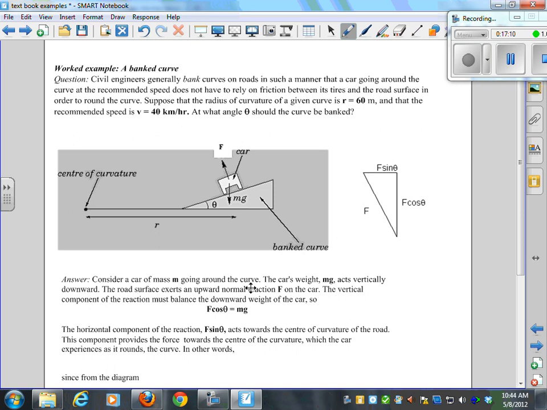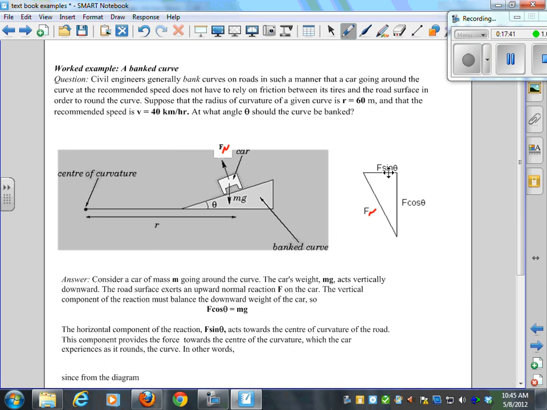Okay. So consider a car of mass m going around the curve. The car's weight mg acts vertically downward. The road surface exerts an upward normal force on the car. Actually, we're going to label it F perpendicular. Let's label it F perpendicular. Okay? So here's the force. This is my Fn. I'll label it Fn. This is my Fn right here.